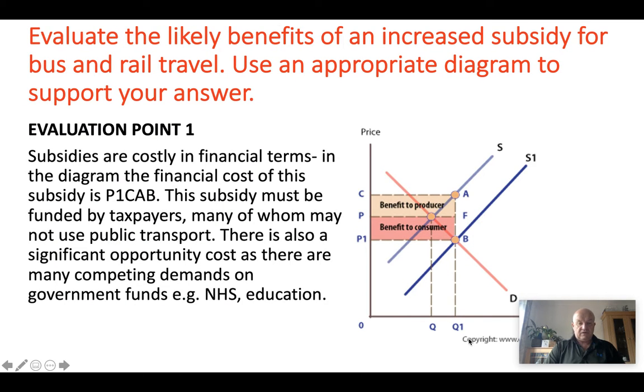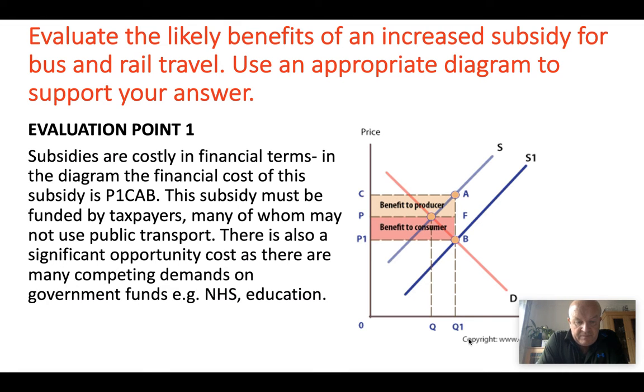If we then take a look at how we could evaluate that, so we've been told we've got to evaluate it. So one of the things that we could do is talk about how subsidies are actually quite costly in financial terms, and we can show in this instance the financial cost of this subsidy being P1CAB. So clearly there is a cost involved.